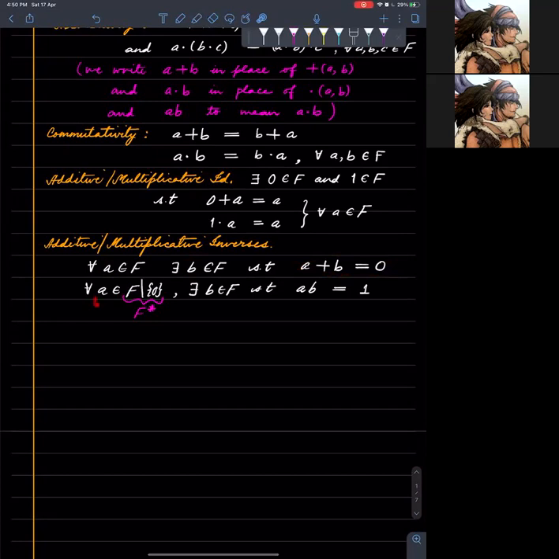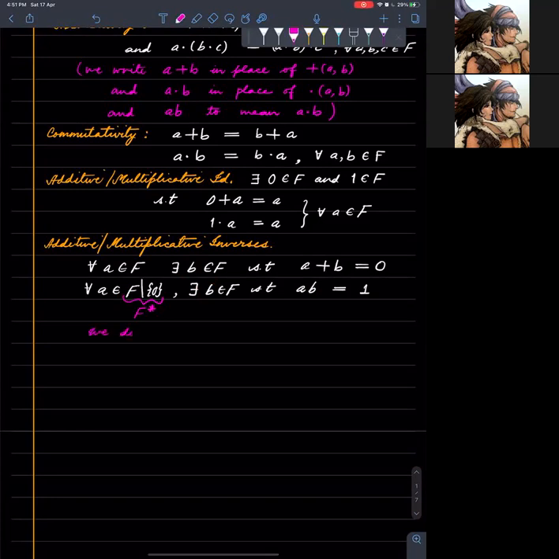Similarly, once you're given a non-zero element A and you can find a B, we insist that we can find a B such that this happens, and one can easily show that there is going to be only one such B. So we call this B the additive inverse of A and this B the multiplicative inverse of A, and we have the following notation.